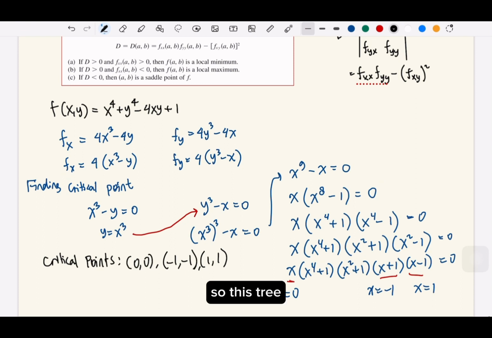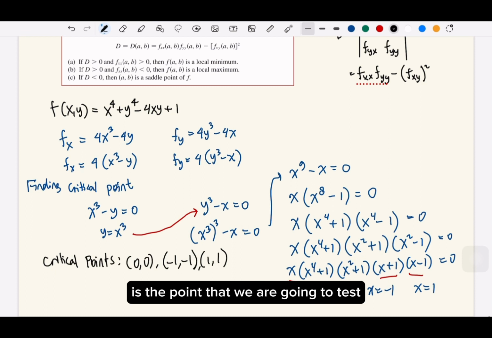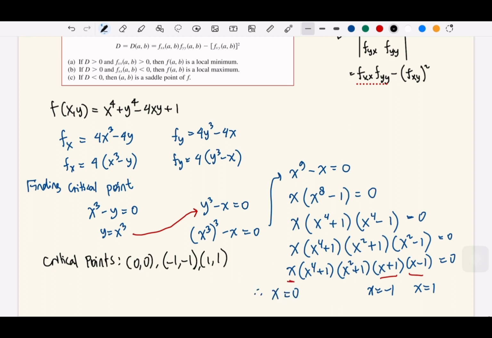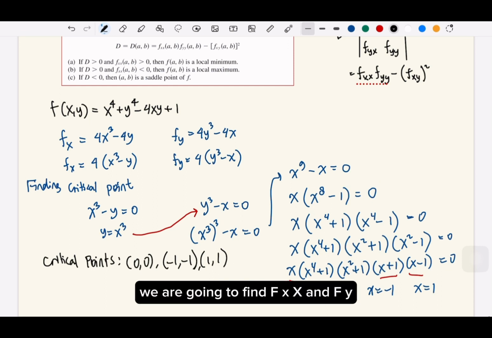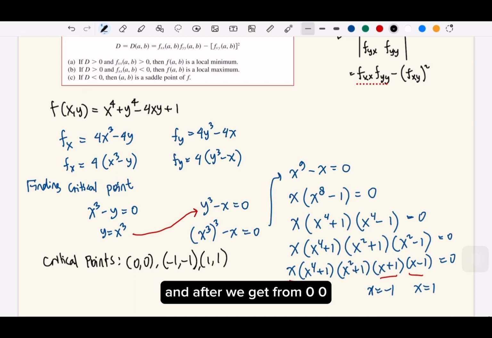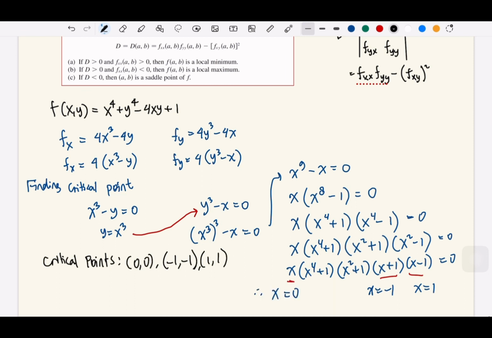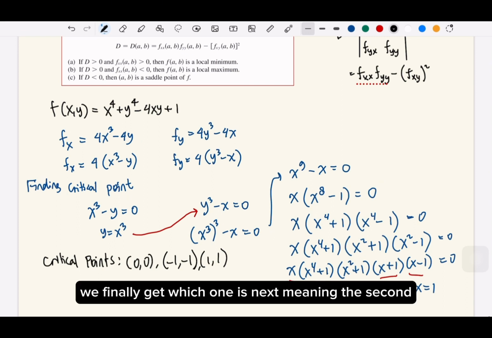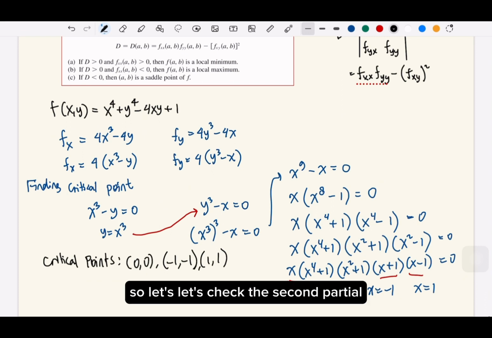So these 3 are the points that we are going to test on the second derivative test. So next part, we are going to find fxx and fyy and also fxy or fyx. Okay. And then we put into the equation, and after we get from 0, 0, negative 1, negative 1, 1, 1, we finally get which one is max, min, and the saddle one. Okay. So let's check the second partial.